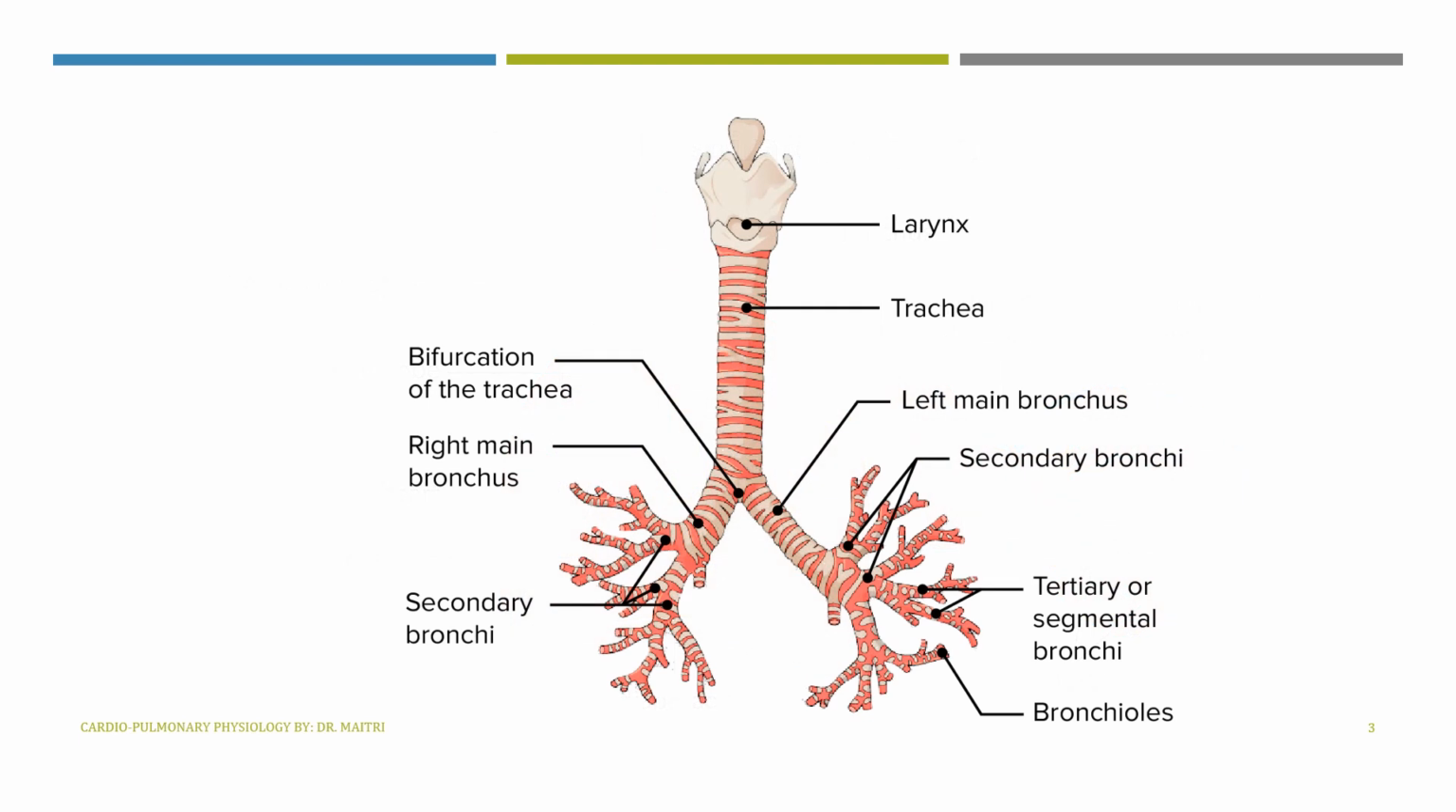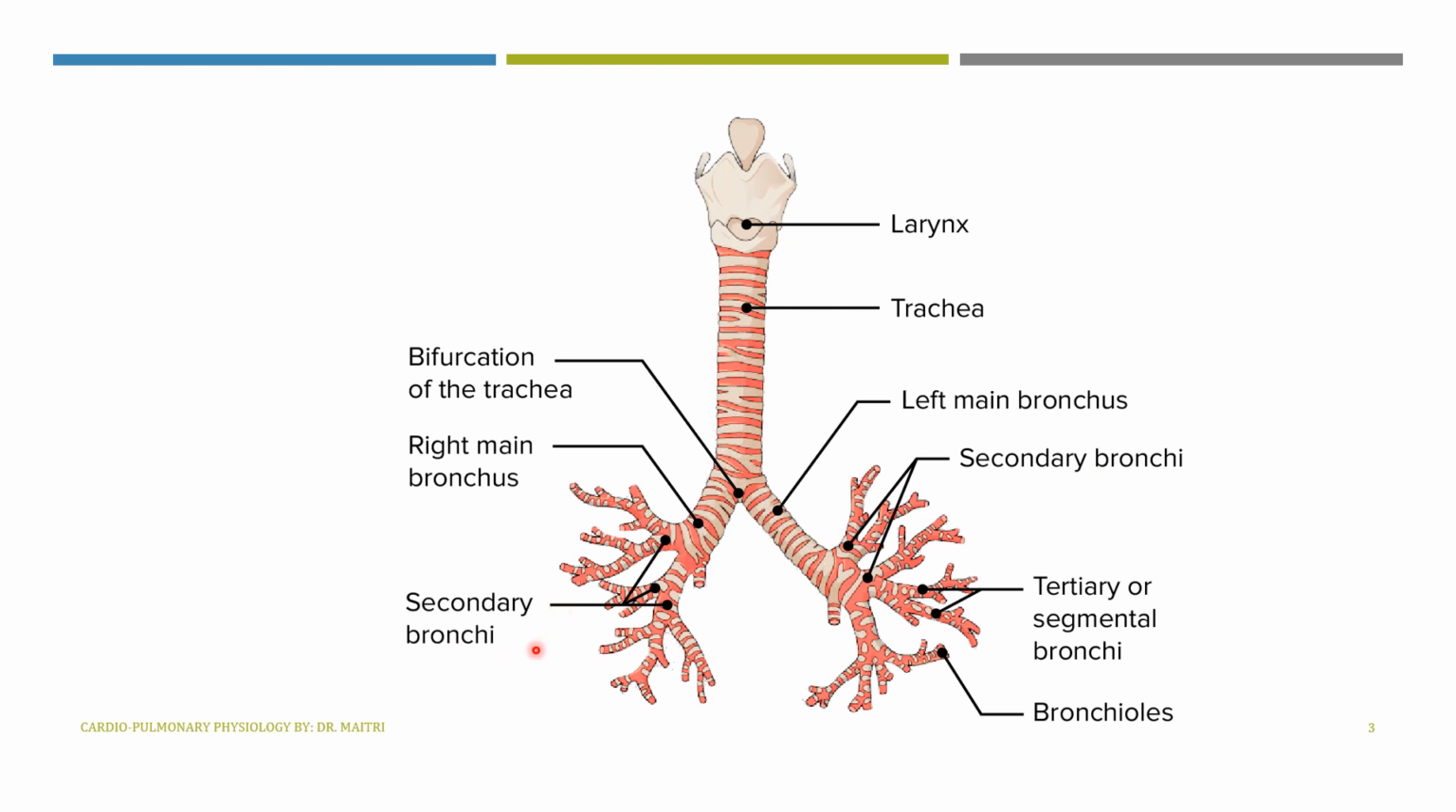Now let's understand about airways. The structure that you can see over here is known as the tracheobronchial tree. The trachea, our windpipe, bifurcates and gives rise to two main bronchi, the right main bronchus and the left main bronchus. These main bronchi further divide and give rise to secondary bronchi. They are also known as lobar bronchi because they supply the lobes, upper, middle and lower lobes.